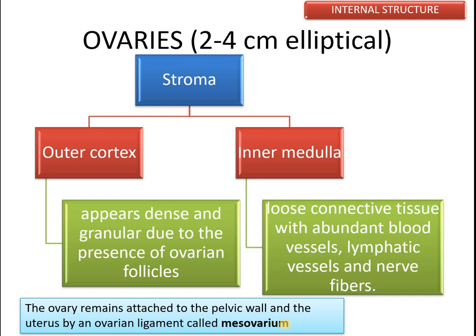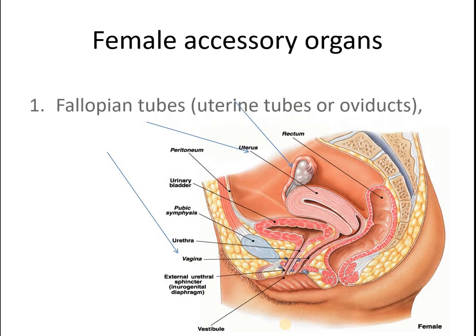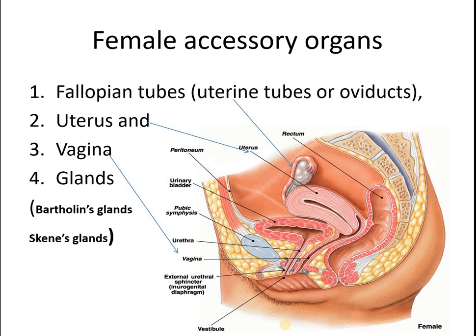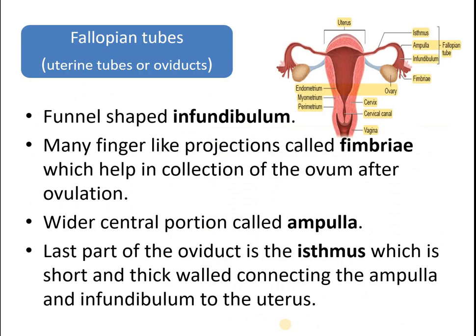the uterus and is attached with the pelvic wall. Now, female accessory organs: fallopian tubes, uterus, vagina, and glands. These are all the accessory glands associated with the female reproductive system. The glands are Bartholin's gland and Skene's gland. We study one by one.